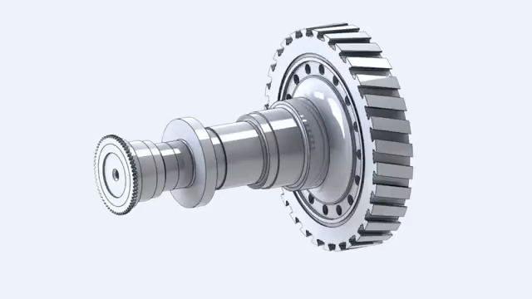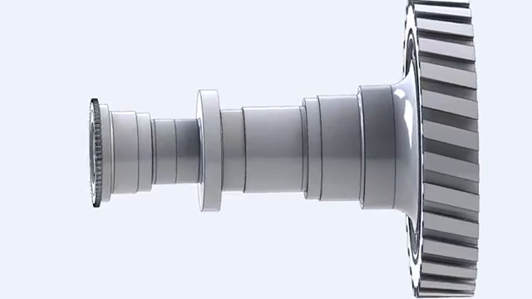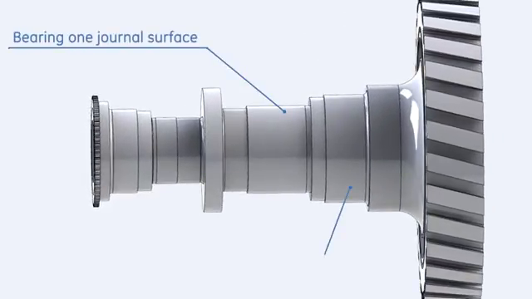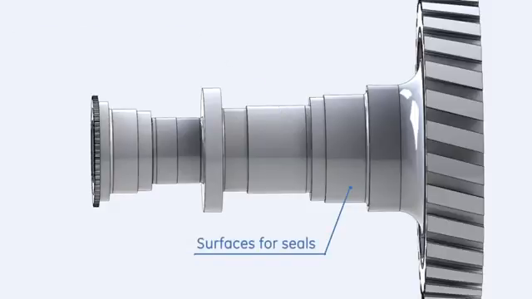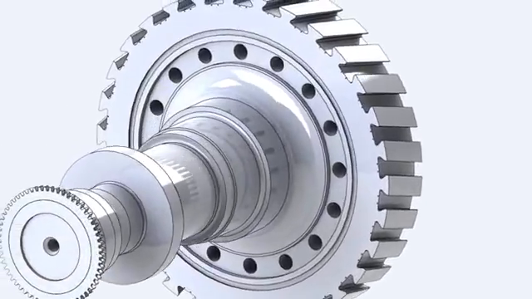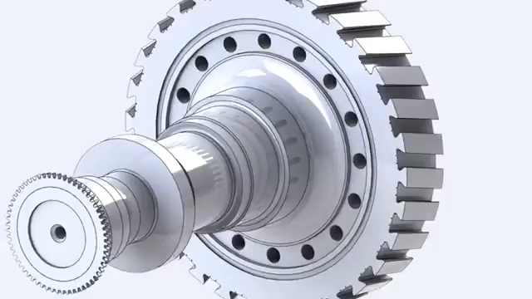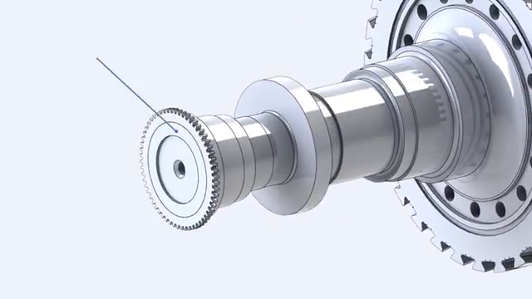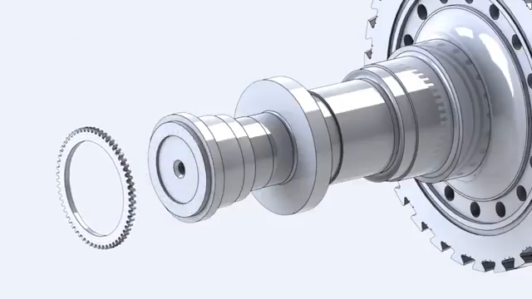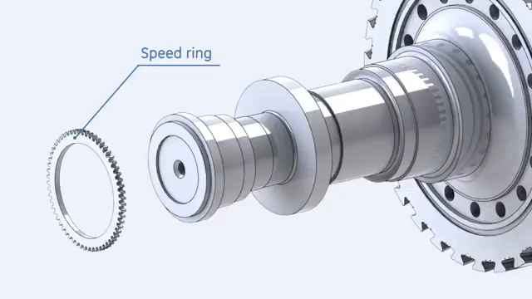The forward stub shaft is machined to provide the following features: thrust collar, which carries the axial downstream and upstream thrust forces to prevent rotor axial movements. Journal surface for bearing number 1 and surfaces for oil and air seals. Forward balancing groove to add balancing weights for vibration control. Forward flange to connect the gas turbine shaft to the auxiliary gearbox. A speed ring with 60 teeth is attached to the forward flange for speed measurements and protection.